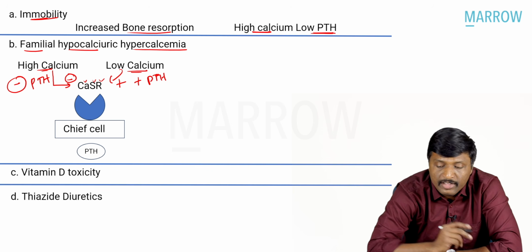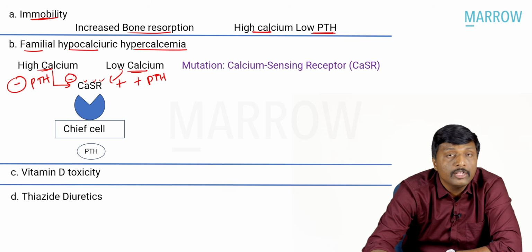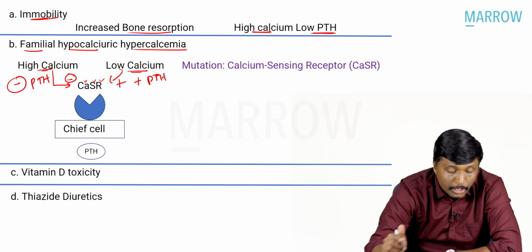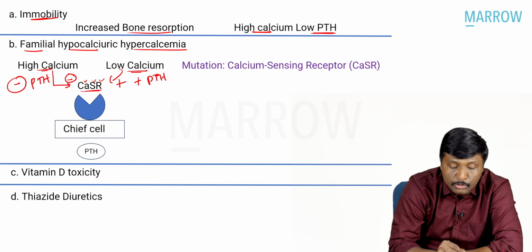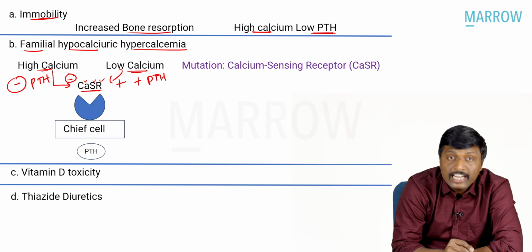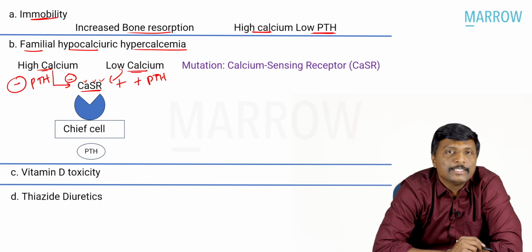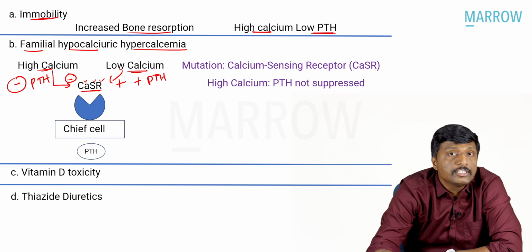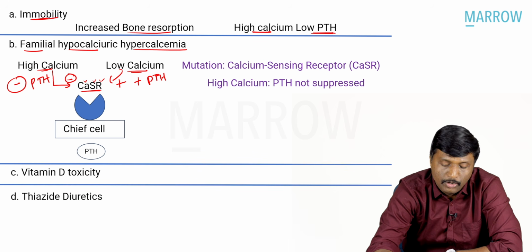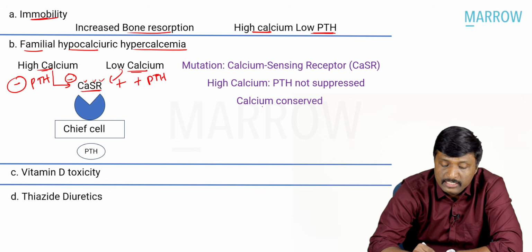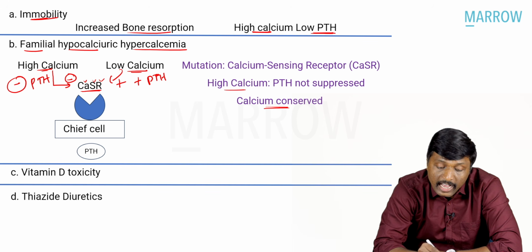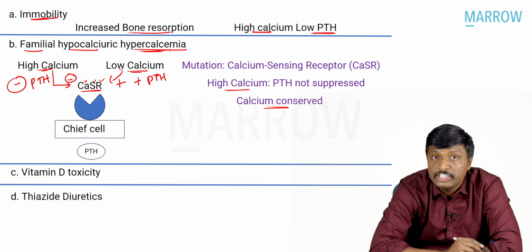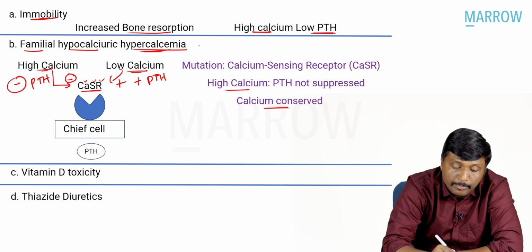What will happen whenever there is a calcium sensing receptor mutation? Now this CASR is having a mutation. High calcium cannot suppress PTH. Because of the mutation, high calcium cannot suppress PTH. So what will automatically happen? Calcium is conserved. There is high calcium, hypercalcemia. PTH is not suppressed, elevated levels of PTH.